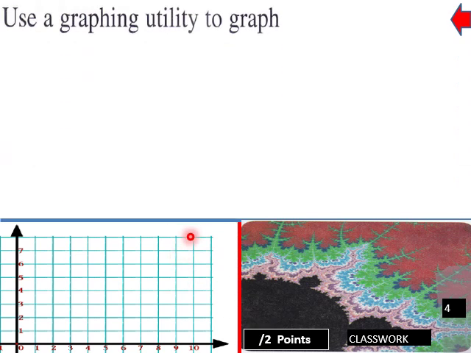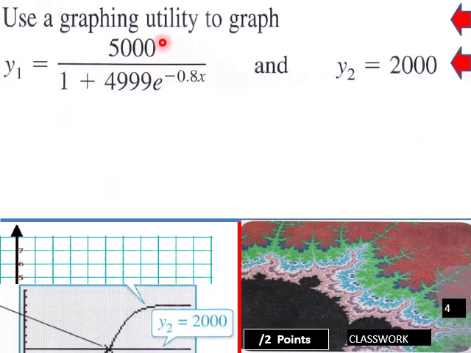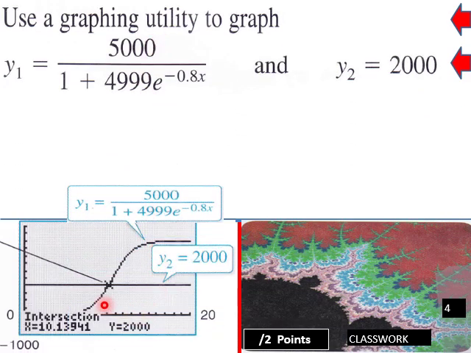So let's use the graphing utility to graph that. This will be the graph here. This is your logistic curve like this. And then your straight line here is a student amount of 2,000. Y2 equals 2,000 would be that. And then this curve will intersect that horizontal line at 10.13941. That's how you would solve that.